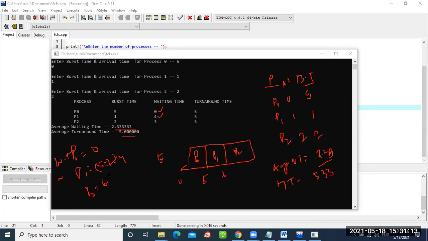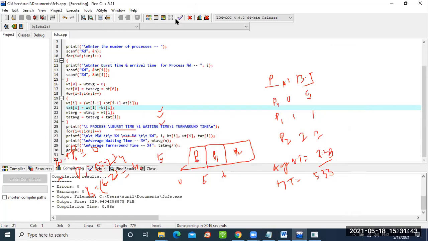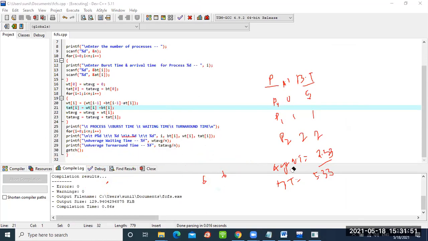So waiting time of P2 will be 6 minus the arrival time, which is 2. Is it? No, it should be 4. Why is it coming 3? Now turnaround time for everyone is 5. So this is not the right code there. It cannot change the turnaround time.